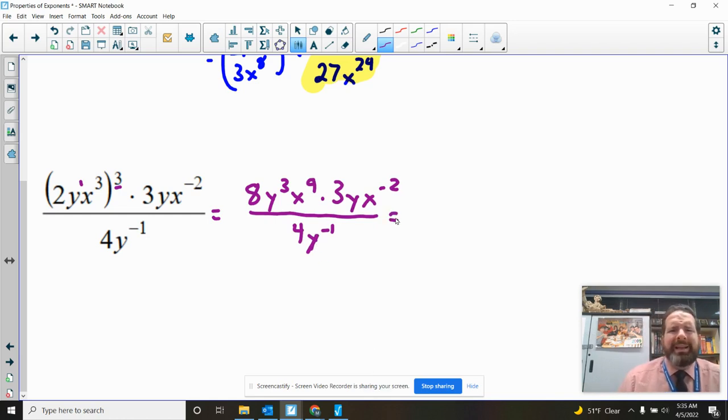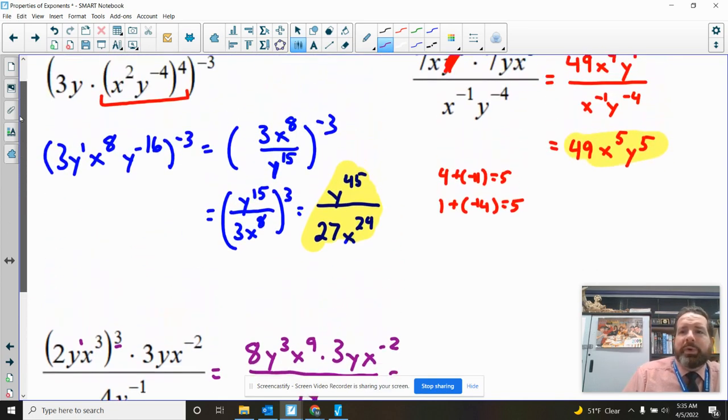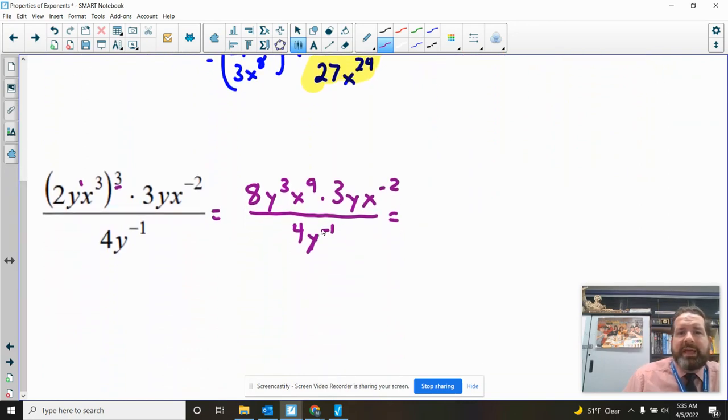Okay. Now you've got some choices. I think I want to maybe try and do this all at once, or do I? No, let's simplify the top first. So just like we did in the previous example, we're going to simplify the top of the fraction and then mix it together with the bottom. So on the top, 8 times 3, that's 24. For my x's, x to the 9th, x to the negative second, they're multiplied together, so add those exponents. 9 plus negative 2 is 7, so x to the 7th. For my y's, y to the third, y to the first, add those exponents. I've got y to the fourth.